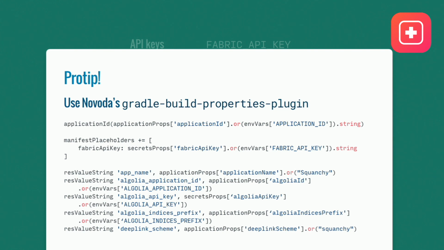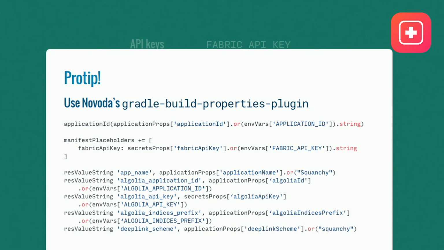A pro tip here: if you want to have your life made easier, there's a really good plugin by Novoda, which allows you to say, basically, get me this value, but you can get it from there. If you don't find it there, you can look here. If you don't see it here, you can fall back on that and eventually provide a default or allow the build to break if something is not configured correctly.